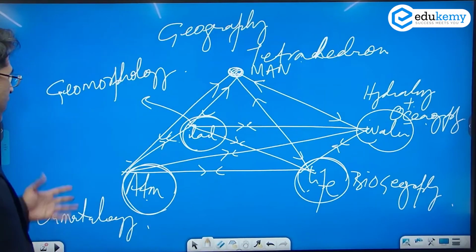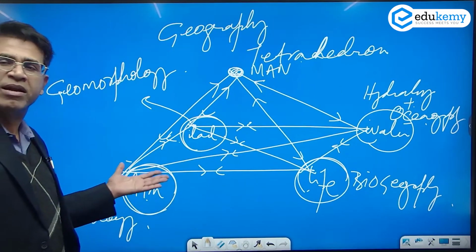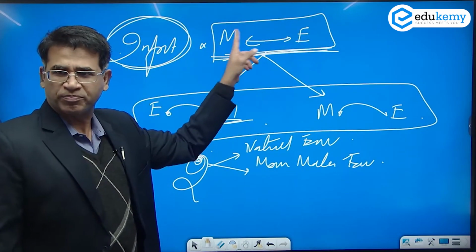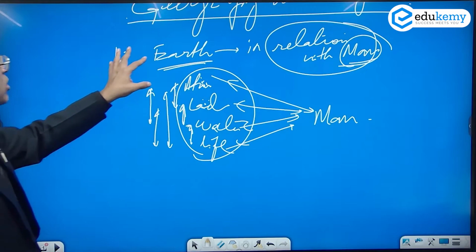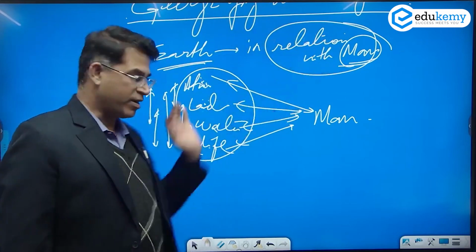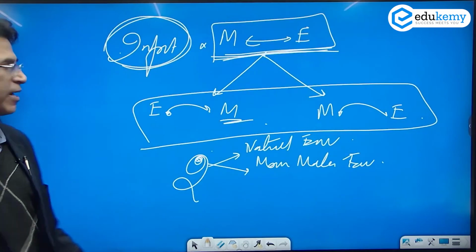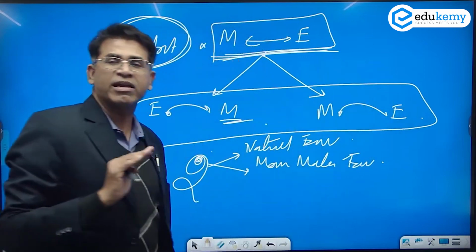Environment is land, environment is water, environment is air, environment is life. It is the man-environment relationship. That's why, going back to the first point, you are studying earth in relationship to man. And this man-environment relationship has two parts: environment impacting man, and man also impacting environment.